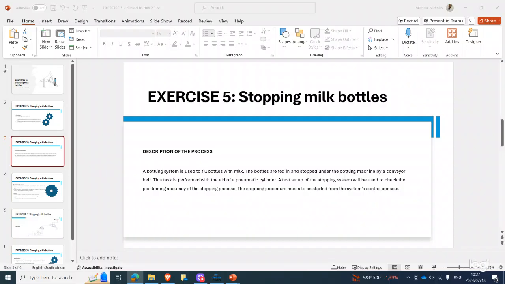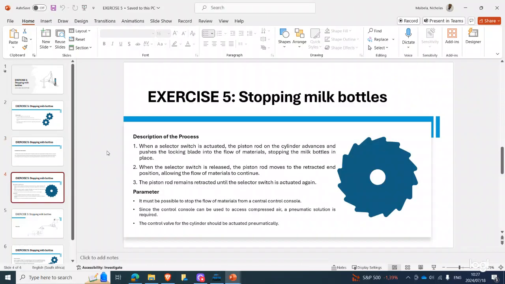So now we're gonna move on to the description of the process. When a selector switch is pressed, the piston rod advances and then pushes the locking blade into the flow of material, stopping the big bolts in place. So now you already know that we're supposed to use a selector switch. And when the selector switch is released, the piston rod moves to the retracted position, allowing the flow of materials to continue.